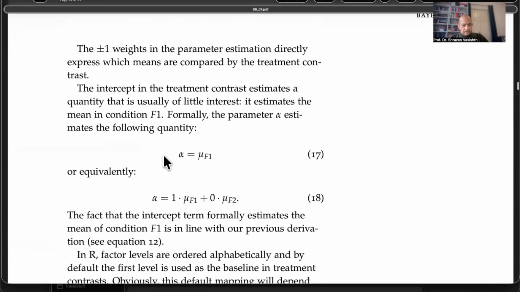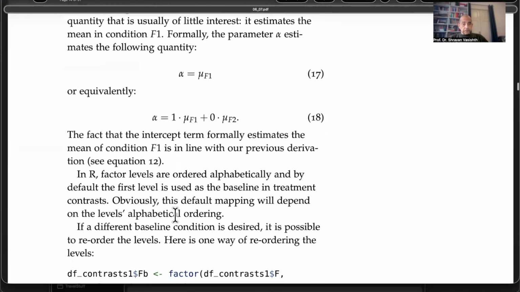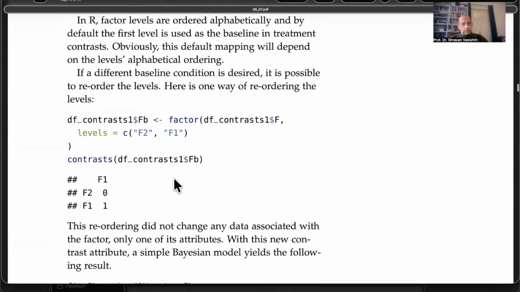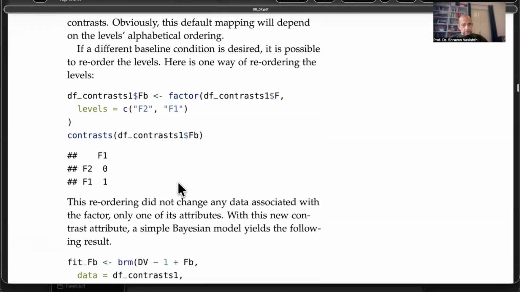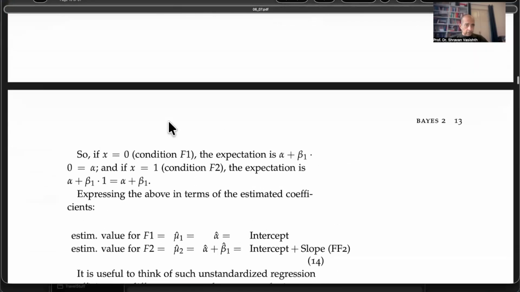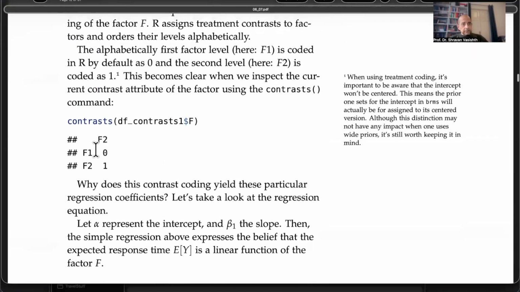All right, so all this I've explained, I think, and it's pretty obvious that when F2 is coded as 0, alpha represents the mean of F1 and so on, right? I don't think I need to belabor this point. The contrast coding I've already shown you. So remember here, the default way in which the control condition is determined is that the two levels are ordered alphabetically, and the alphabetically first level is the control condition by default in R.